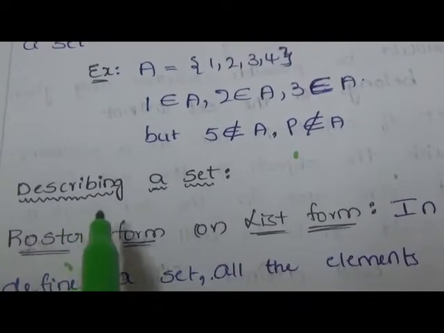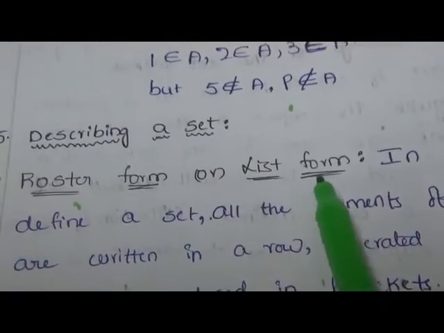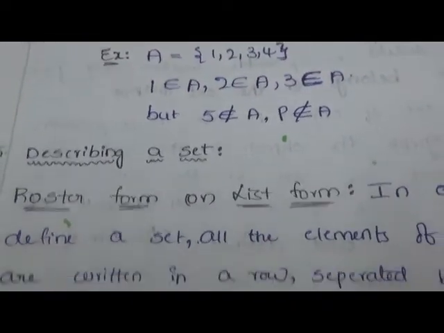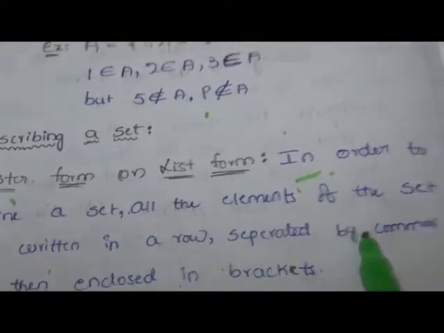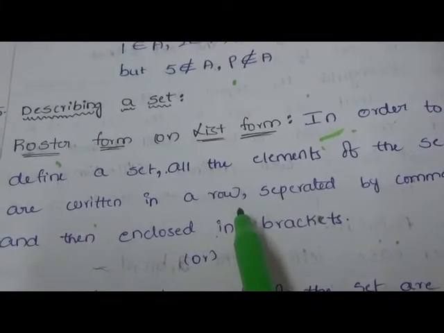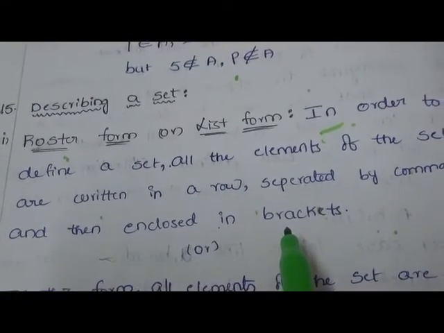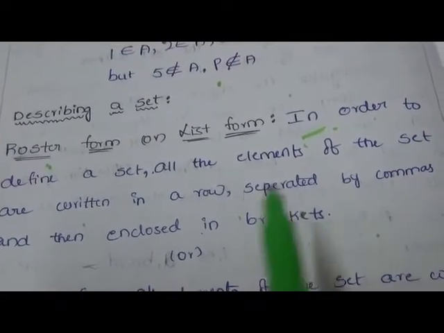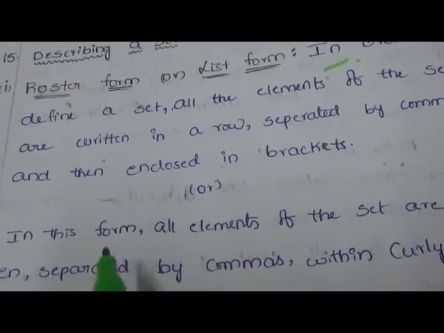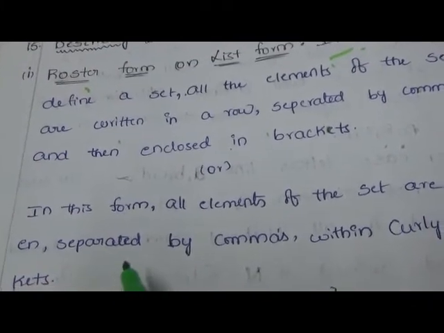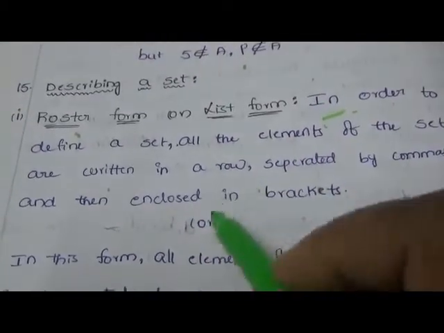Here we are describing a set. How can we identify a set in different manners? The first one is roster form or listed form. What do we mean by roster form? It means how we can write the set in different patterns. To define a set, all the elements of the set are written in a row, separated by commas and then enclosed in brackets. Or, all the elements in a set are written separated by commas within curly brackets. You can write either of these as the definition of roster form or listed form.